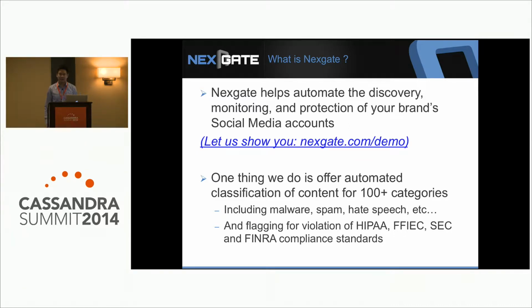So Nexgate is a technological solution to help you discover the accounts that you have and helps you protect them. You might be seeing some hacked accounts lately in the news, like the White House Twitter account was hacked a couple years ago. There was a bomb threat. Celebrity Twitter accounts get hacked all the time. So we help protect that. Also monitoring them. If you were a school, for instance, you might not want hate speech on there or cyberbullying.